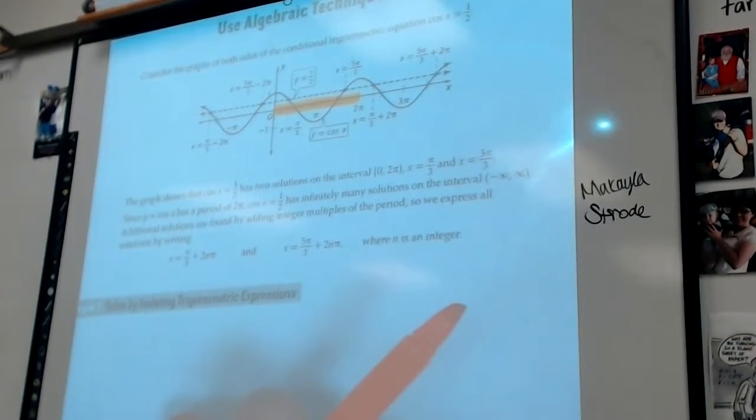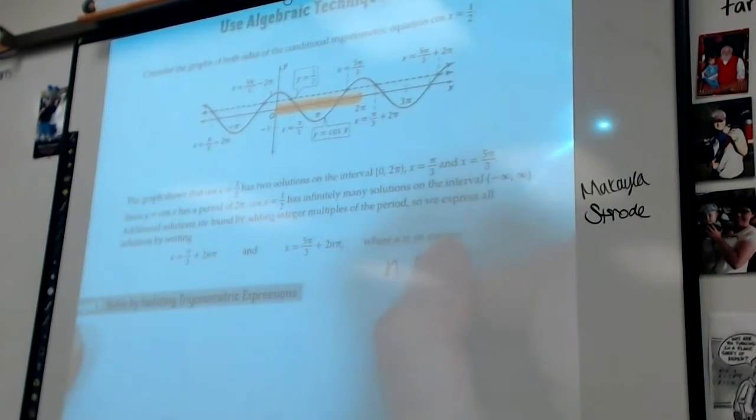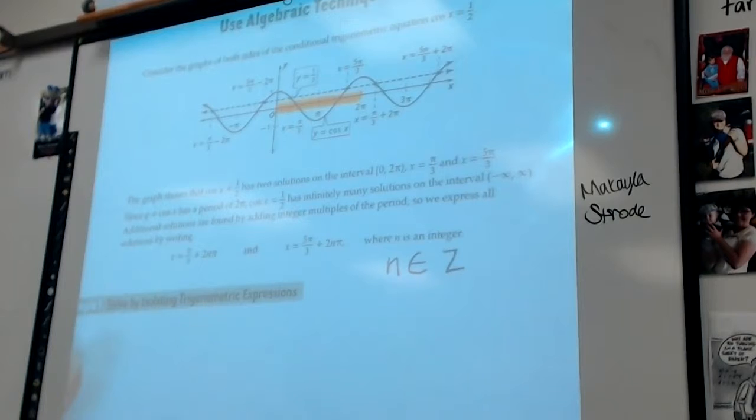Now, sometimes you're going to see this here in a little bit. You'll be asked to just find it from 0 to 2 pi. Well, if that's the case, you would just have two answers, pi over 3 and 5 pi over 3. Okay? So it just depends on what interval. And you need to specify that n is an integer. And normally we do that. You put n is an element of Z, and Z is integers. Okay, so that's a way to put that mathematically.